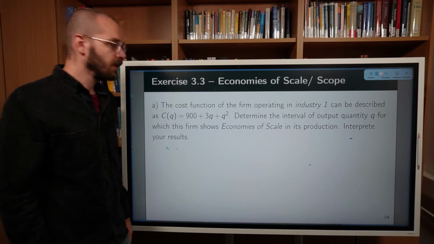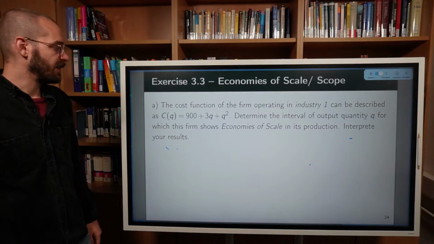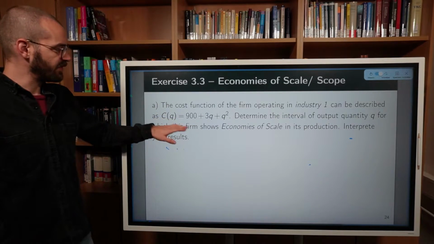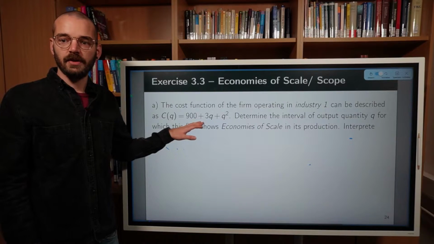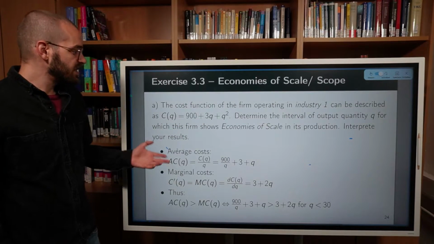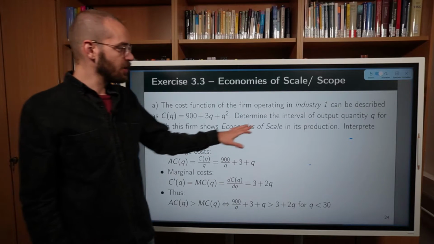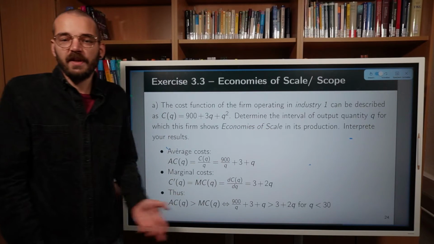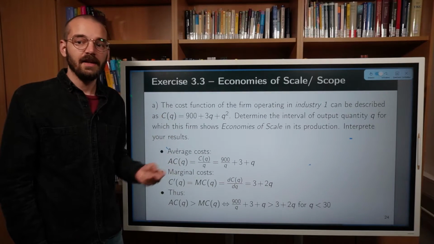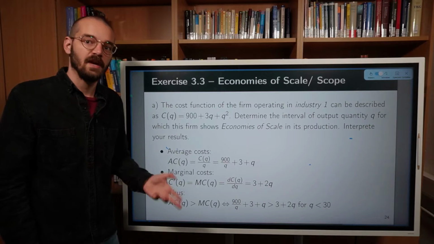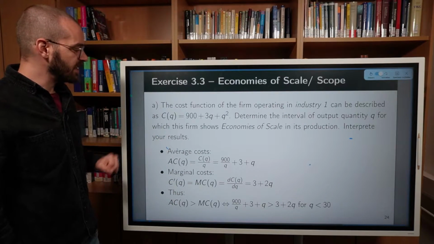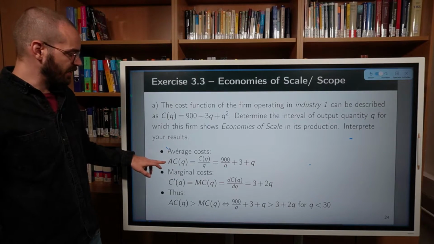All right, with this out of the way, let's have a look at the first exercise. Again, as a reminder, we know that the cost function is defined as 900 plus 3q plus q squared. So, what do we need in order to say whether or not we have economies of scale? Well, we discussed it now multiple times. We need to look at the relation between average costs and marginal costs. So let's first start with the average costs. Let's calculate average costs.